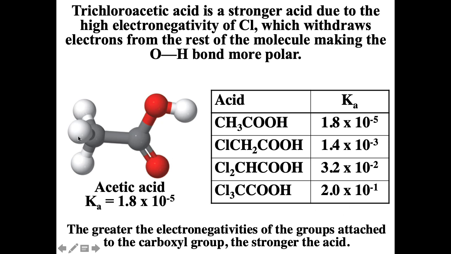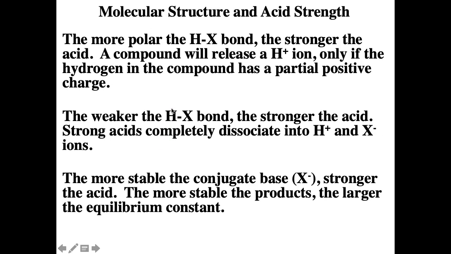But again, it's really kind of fascinating. You're substituting the hydrogen with something more electronegative, like the chlorine. It's going to draw electron density away, weakening that bond, making it a stronger acid. And so the more polar the HX bond, the weaker the HX bond, the stronger the acid. The more stable the conjugate base, the stronger the acid.